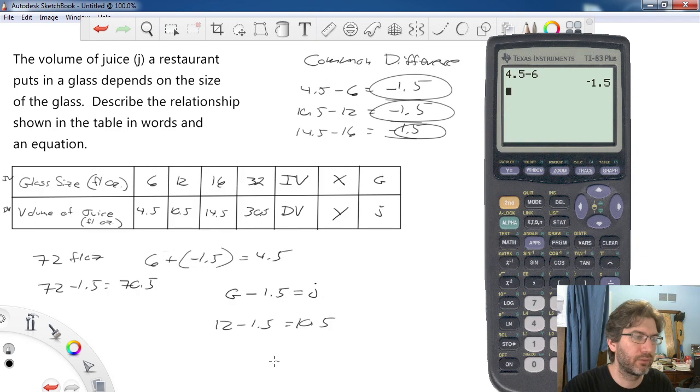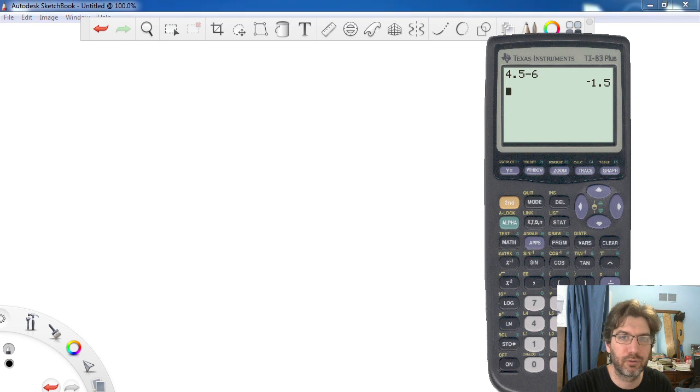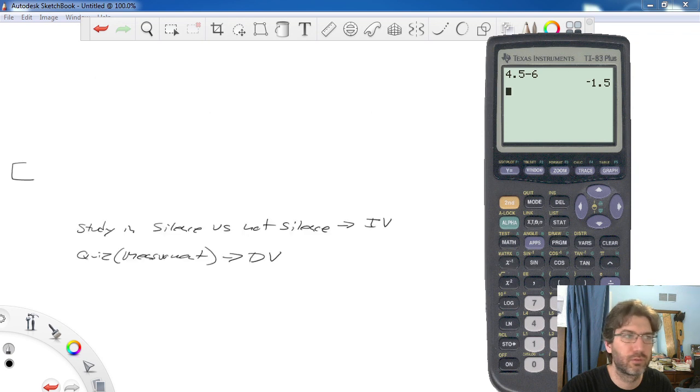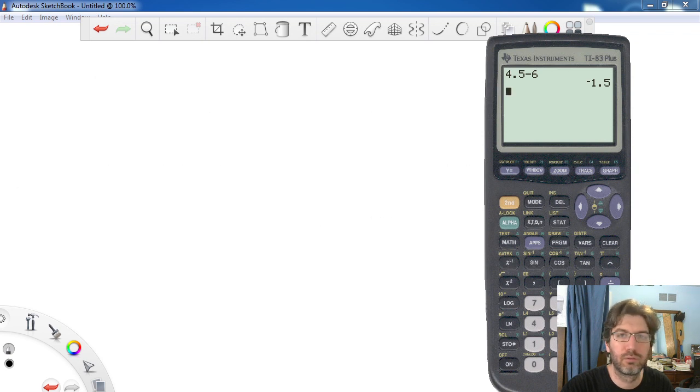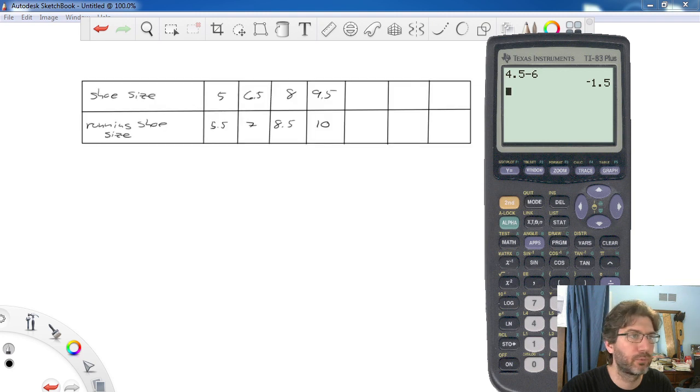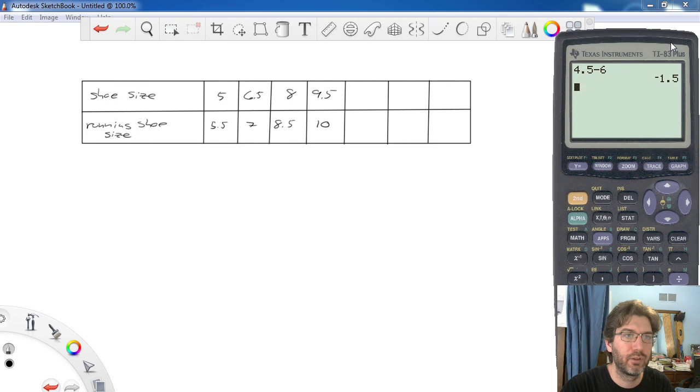Not too difficult. Let's bring up the next one. Where all my layers went off to. Hey, there's one. I don't know if this was the next one I was going to do or not. But here we're given a table. You're given shoe size versus running shoe size. Again, you're going to identify which one depends on the other. X is normally going to be on top, independent variable and dependent variable.